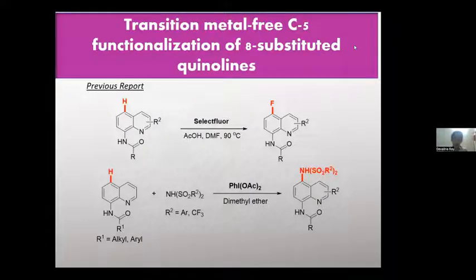So when we surveyed the literature, we found the previous metal-free reports were based on C5 selective functionalization of 8-aminoquinolines that were protected, that were actually functionalized on the amine groups. That gave fluoro functionalized as well as amino functionalized products from the previous methods which have been developed till now.